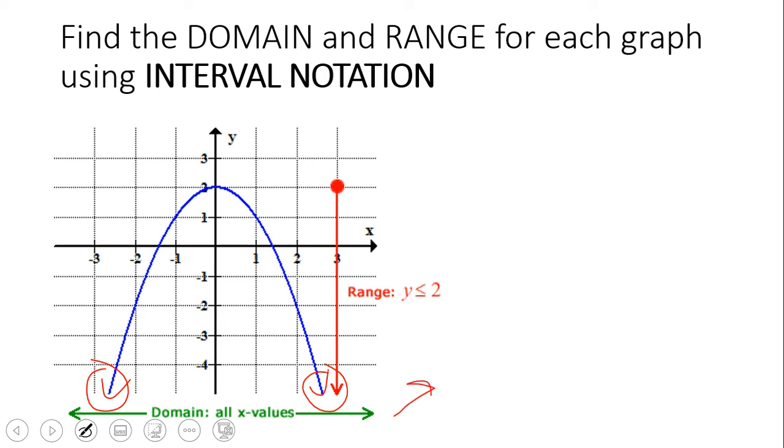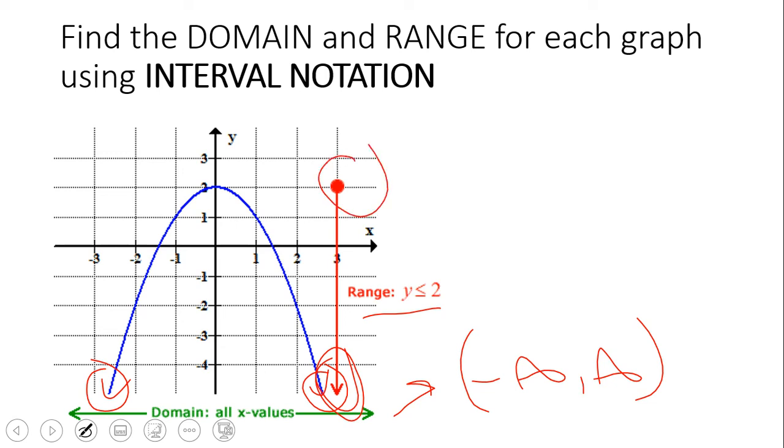Think for a second, how do you say all real numbers in interval notation? You go from the smallest number to the largest number and always parentheses. Consider the range though. So the range is y values. So even though as you go down, it's getting smaller and smaller and smaller, there is a clear highest value. The graph does not go above 2. So that means it's everything less than or equal to 2.